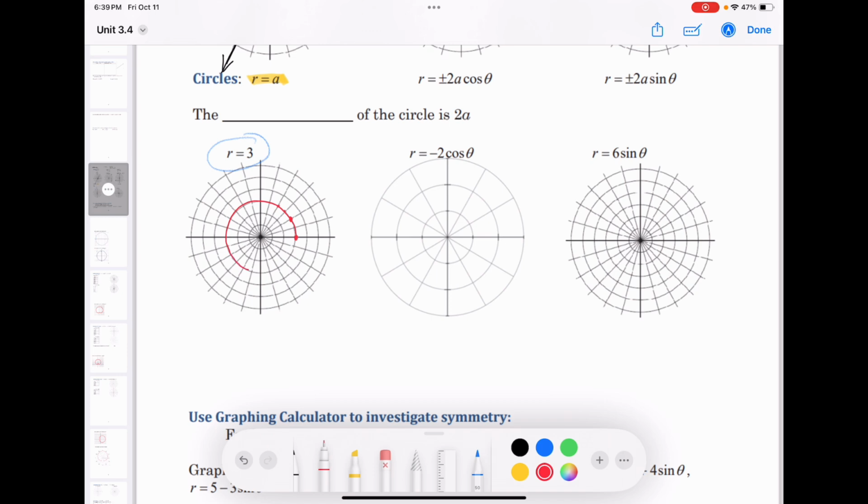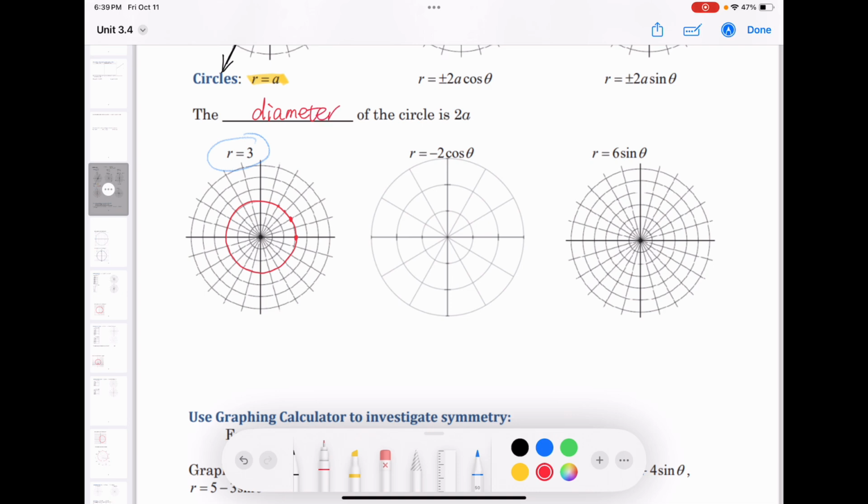It doesn't matter what my theta value, the angle's value, is. My r is always 3. We see this is a circle centered at the origin, and a is the radius. So 2a is the diameter. The diameter of the circle is 2a.